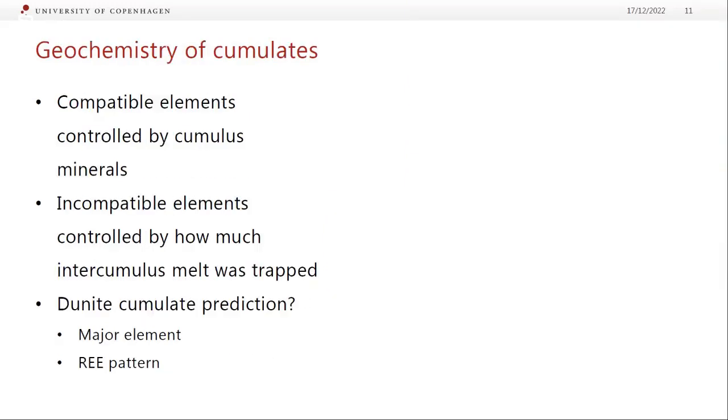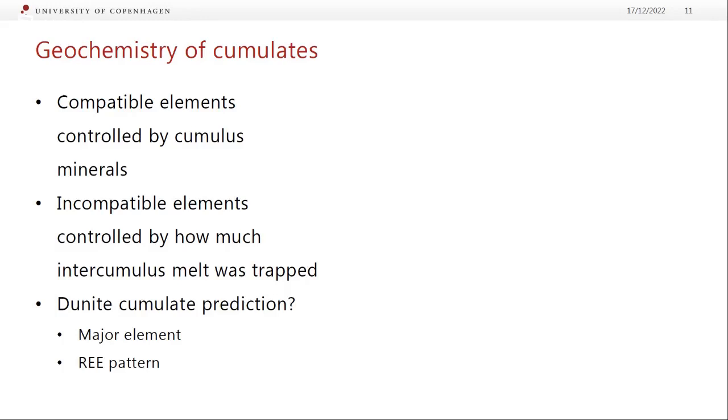Okay, so we're going to talk about a bit of geochemistry now. In cumulates, the compatible elements basically end up reflecting the cumulus minerals, right? Because the compatible elements go into those minerals, and we have a lot of those in a cumulate rock. The incompatible elements do not go into the cumulus minerals, so they're only really present in any intercumulus melt that was trapped in there.